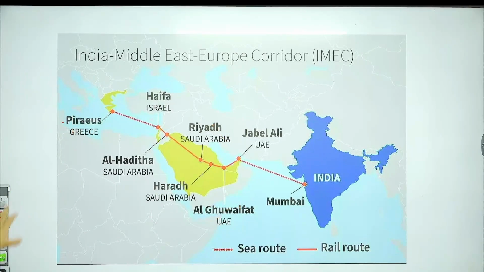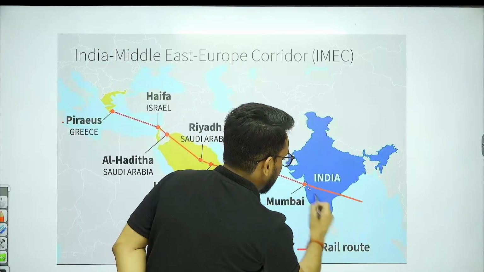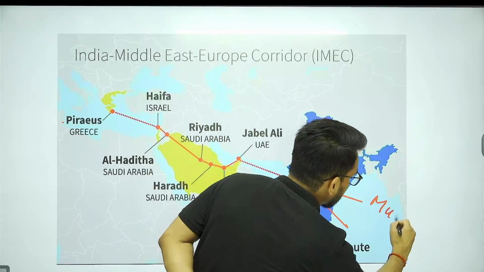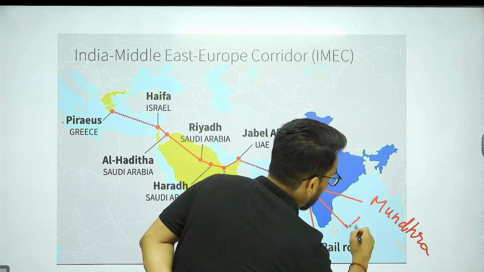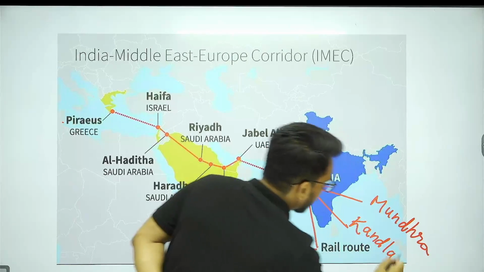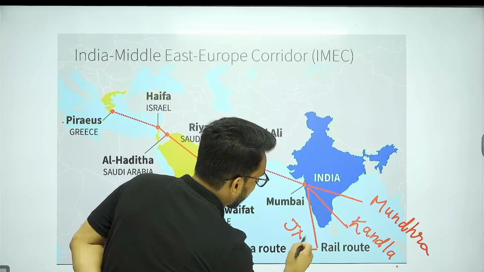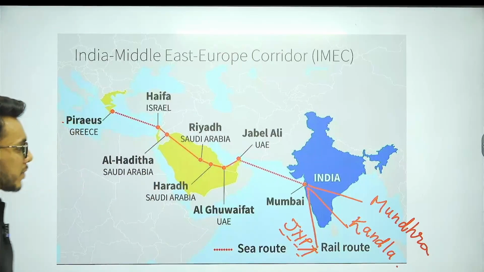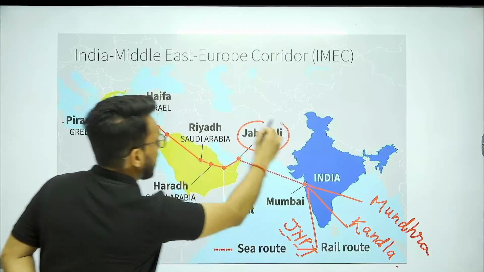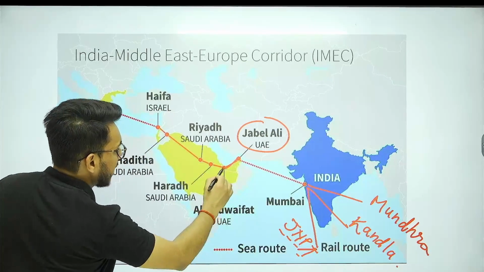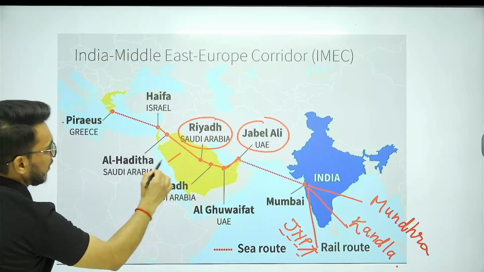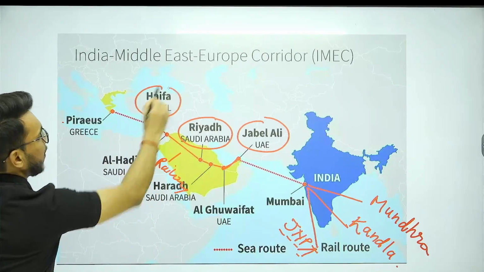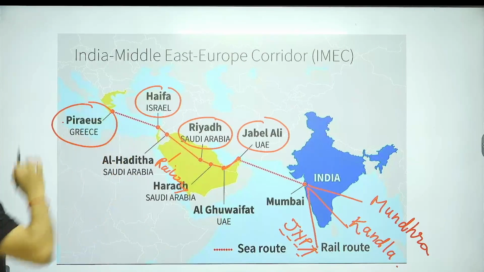Now, basically from India, three ports will be connected. Here in the picture it is one, but actually three ports will be connected: Mundra port of Gujarat, Kandla port of Gujarat, and the JNPT port of Mumbai, Maharashtra, Jawaharlal Nehru Port Trust. Then it will be connected with Jebel Ali, UAE, and then through Saudi Arabia with the help of a railway line, a connection will be made. Then in Israel, Haifa port will be connected. Then in Greece, Piraeus port is connected.